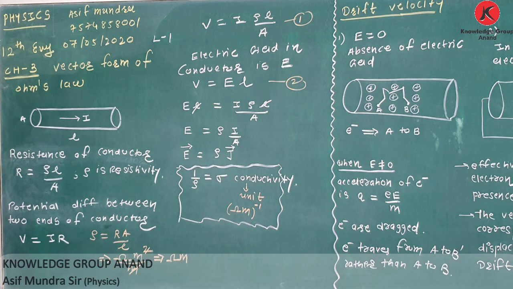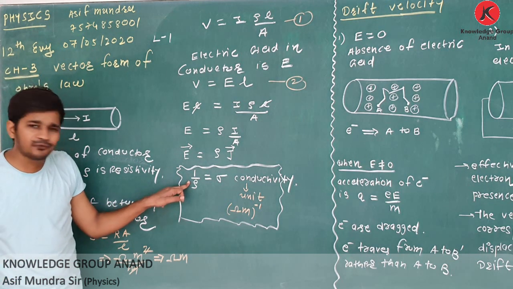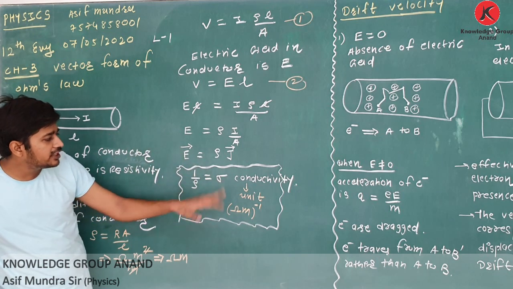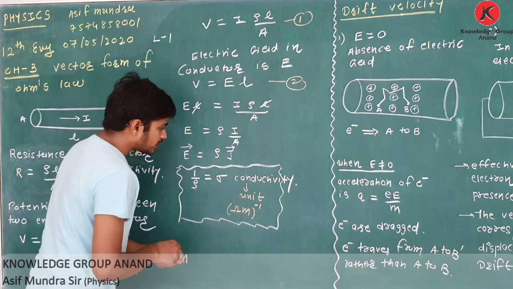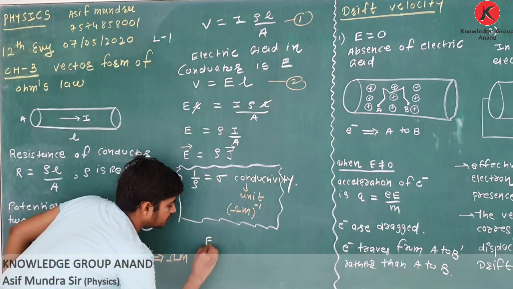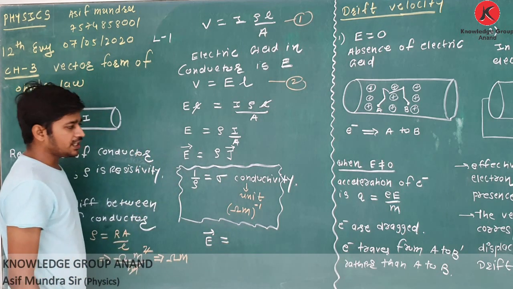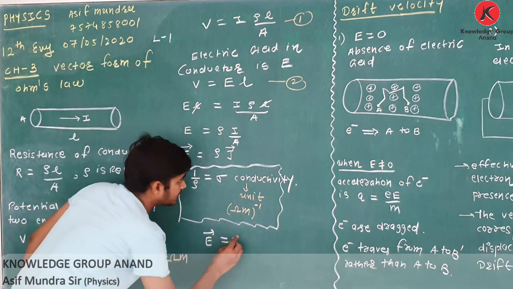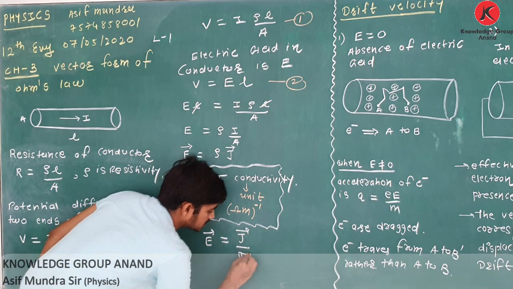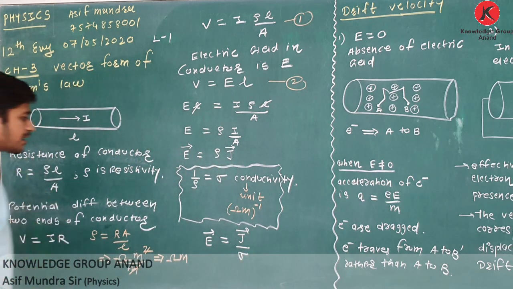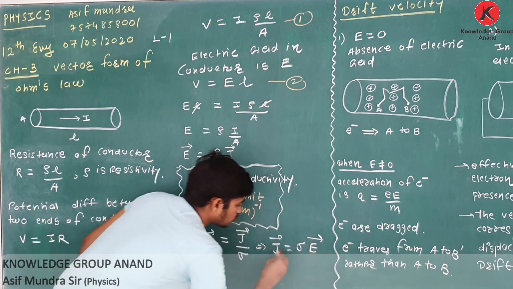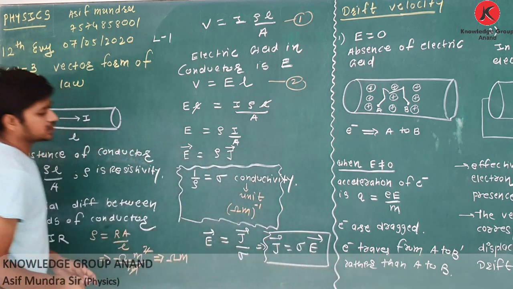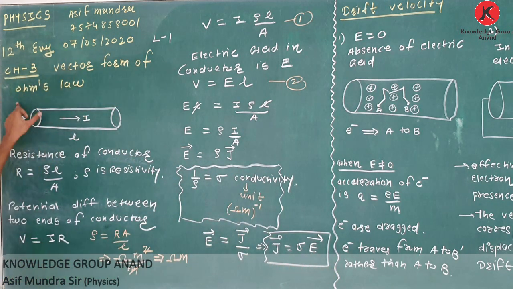Clear about this? So what is conductivity? The reciprocal of resistivity is called conductivity. It is denoted by sigma. So now if I want to write this equation, I can write E is equal to, replacing rho by 1 upon sigma, or you can write this equation as J is equal to sigma E. And this equation is called the vector form of Ohm's law.